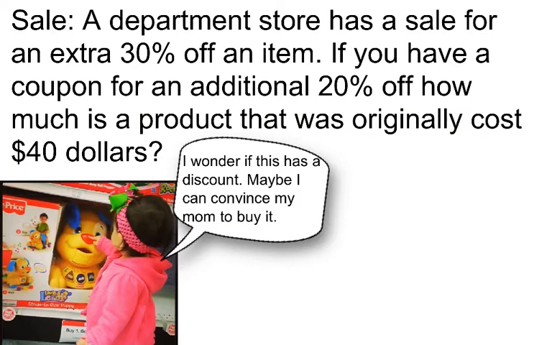Let's look at an example. On sale. A department store has a sale for an extra 30% off an item. If you have a coupon for an additional 20% off, how much is a product that originally cost $40? So if we have an item that's originally $40, we have to first know that it's 30% off that price.